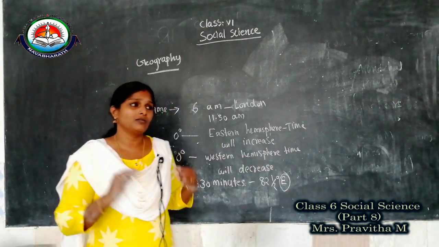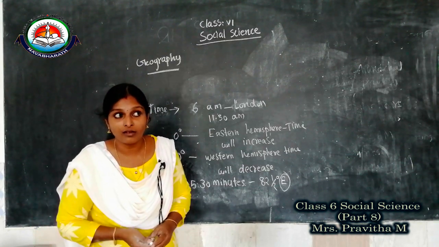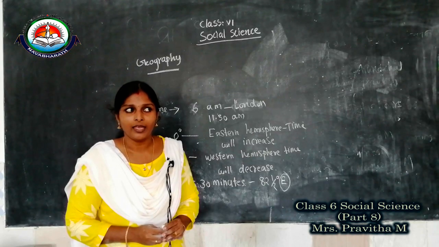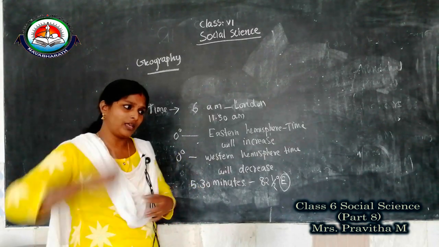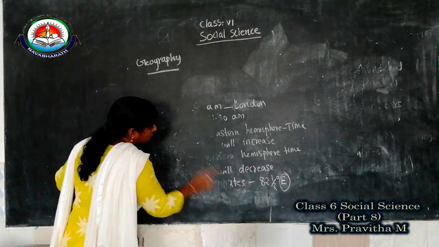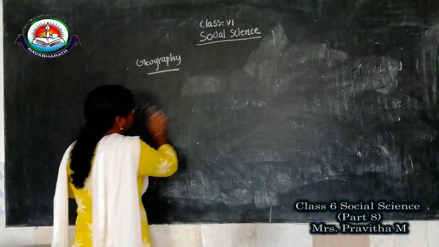Okay, so what is the time difference between Indian time and Greenwich time? 5 hours and 30 minutes. Clear, children? Okay. Let us discuss 2 more longitudes. I will give 2 more longitudes. How can we find out the time calculation for these 2 longitudes? What is the time difference between these 2 longitudes?